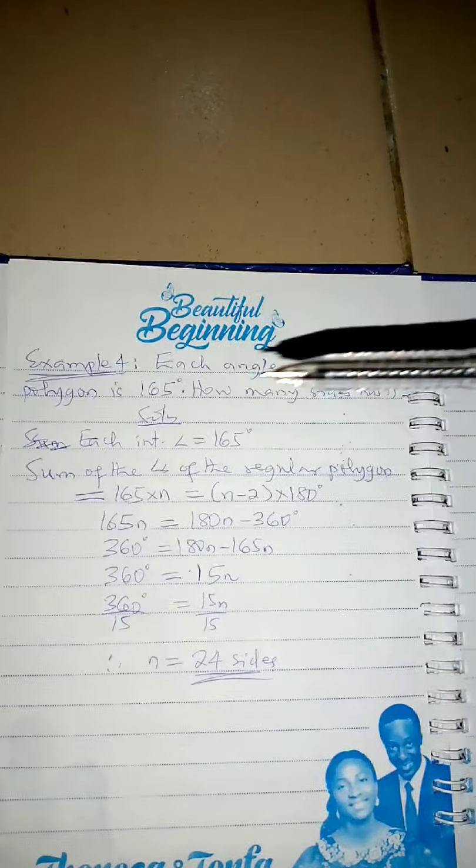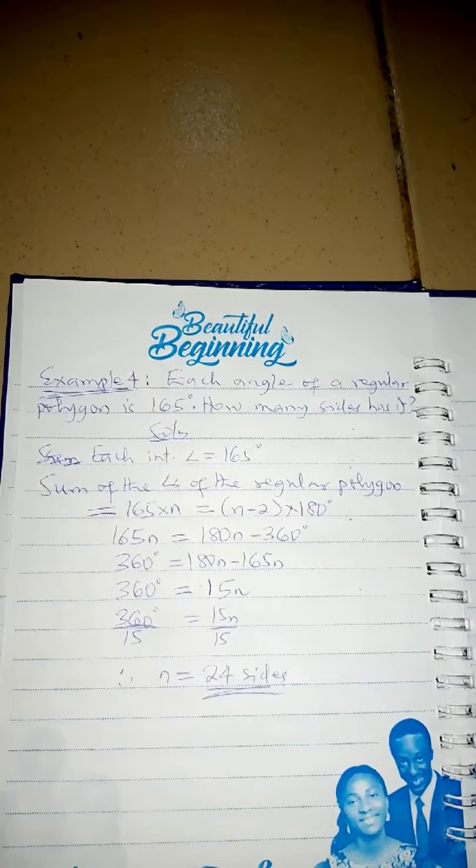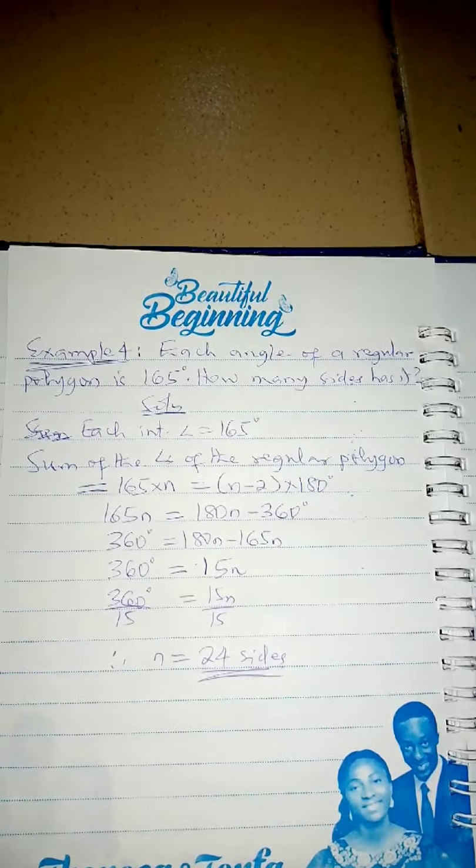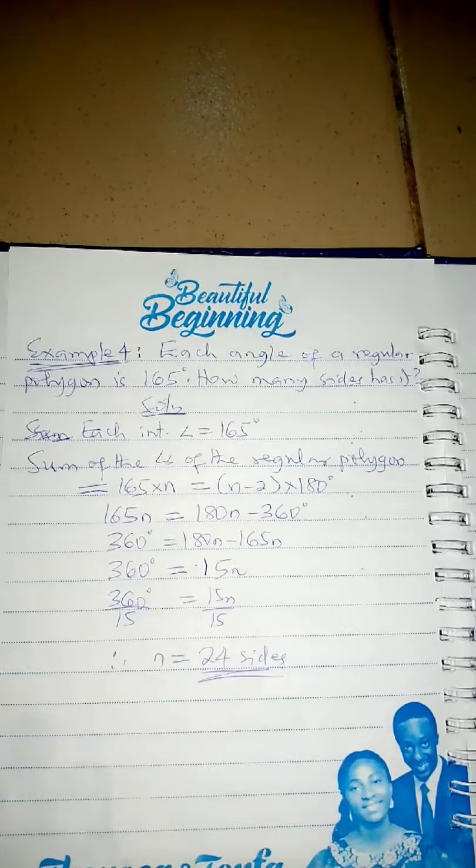Example 4. Each angle of a regular polygon is 165 degrees. How many sides has it? We like representing the number of sides with n here. Each interior angle of a regular polygon is 165 degrees.